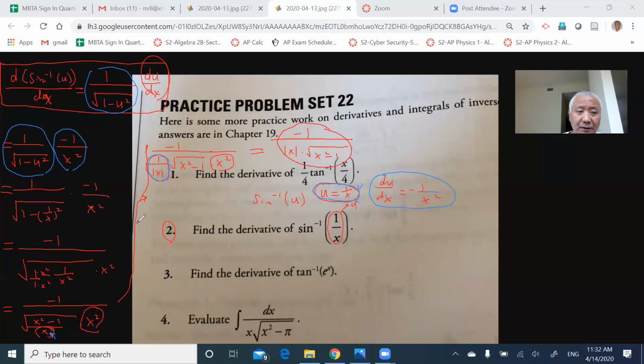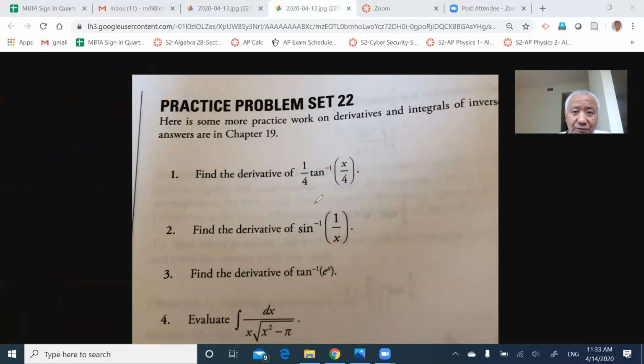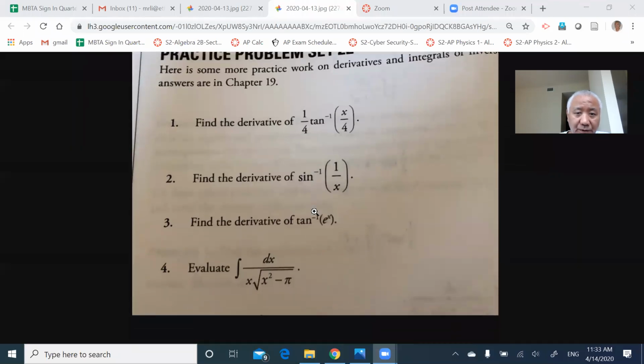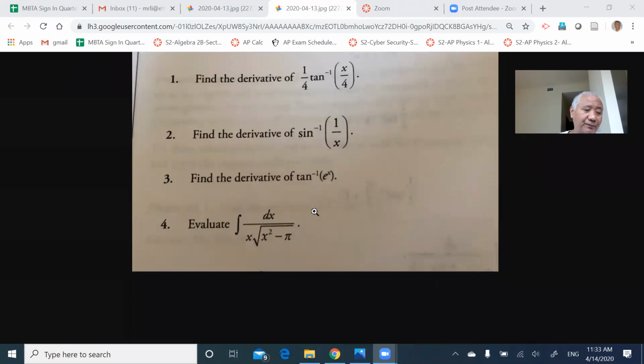Now, we'll continue to question number 4, okay? Let me just erase this part first. Okay, we go to question number 4. We move up a little bit here. Now, when we do number 4, the basic formula we need to use is this.